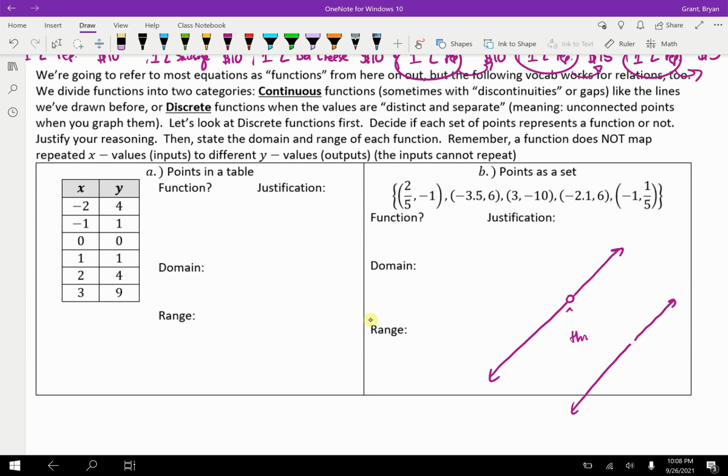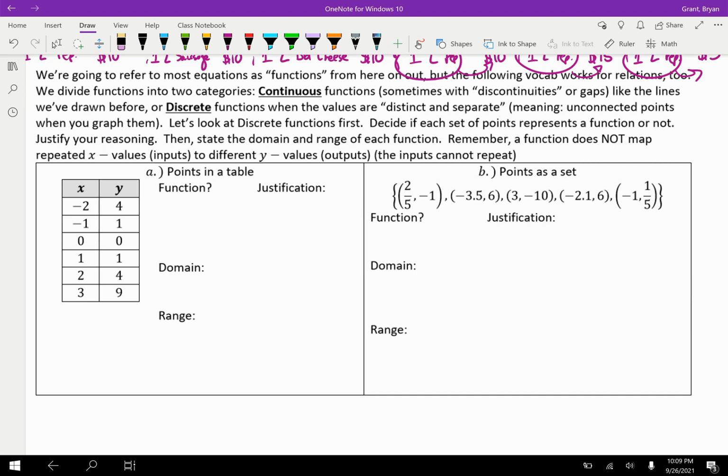That's contrary to our discrete functions, where a discrete function is where the values are distinct and separate. It means you have unconnected points. So, for example, it might be a graph that just contains 4 different points like this. Those 4 points could be in a line as well, but we're not going to connect them because there's nothing in between. There's a countable number of points. So for our lesson today, we're going to start by looking at discrete functions, just because I think they tend to be a little bit easier. And then we'll finish off with continuous functions.